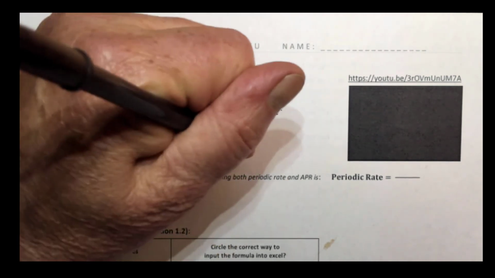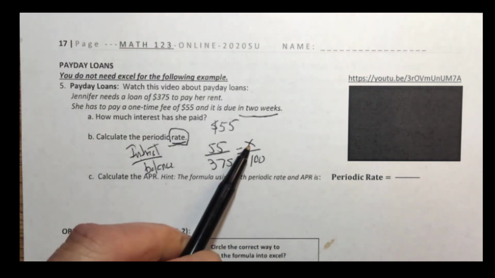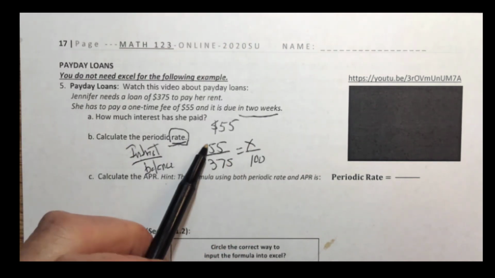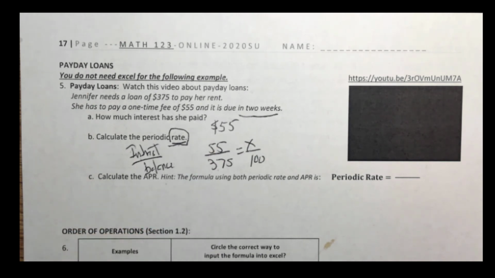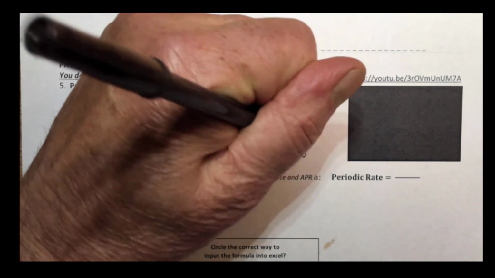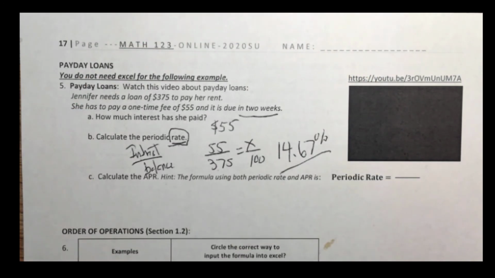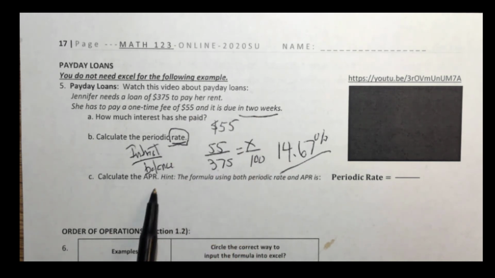Now you can do this with a proportion, and there's your percentage rate, cross multiply and divide. But the way I normally do it is just divide this by this, and I get 14.67% rounded to the nearest hundredth. So she's paying 14.67% after 2 weeks.